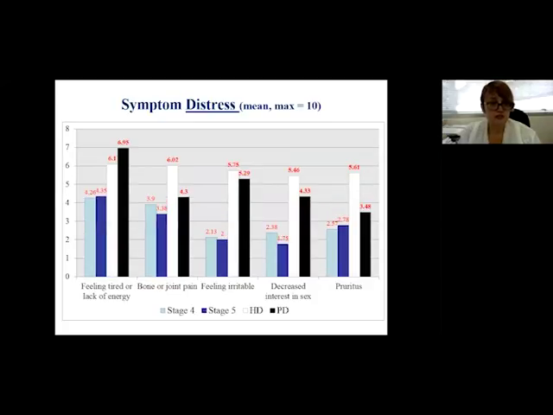What was most distressing? Out of 10, most distressing again was feeling tired or lack of energy, fatigue. Then bone or joint pain, feeling irritable, decreased interest in sex, and itchy skin. There's very little research in patients around sexual symptoms. There is in cancer, but very little in other chronic diseases. This is one of the few studies that has looked at this.